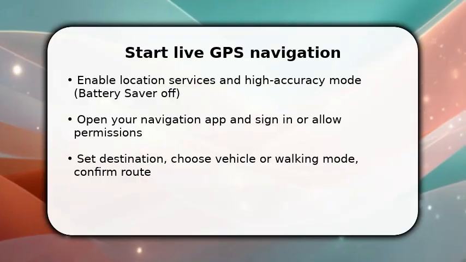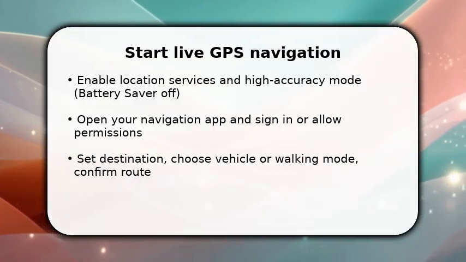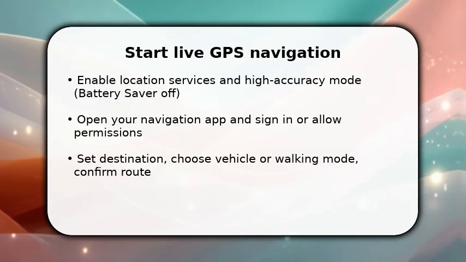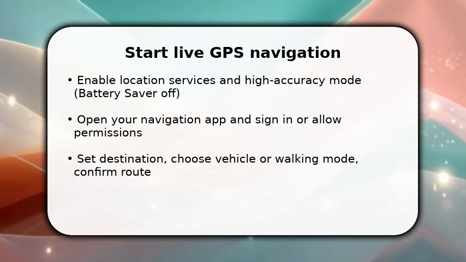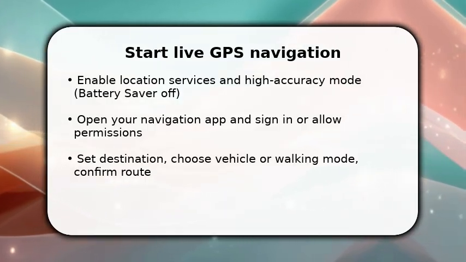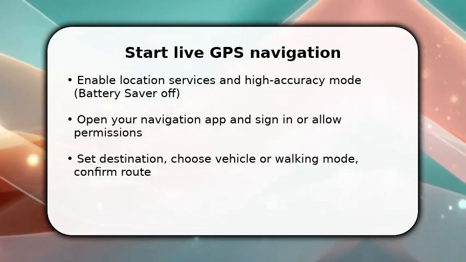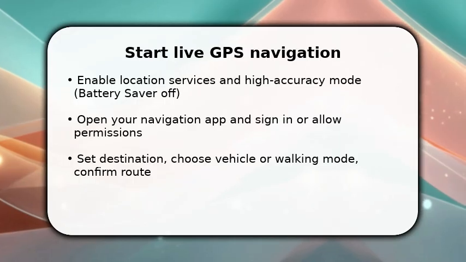You begin by enabling precise location and granting the app permissions. This ensures live updates. Next, open the navigation app and enter your destination so the route can calculate. Choose vehicle, public transit, or walking mode depending on how you travel. That sets speed and road choices. Once done, confirm the suggested route and tap Start.